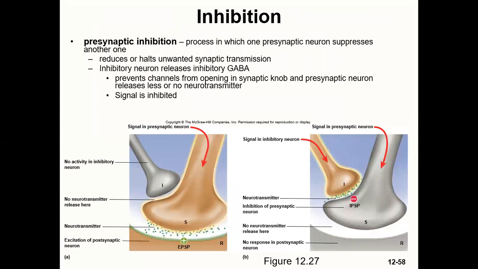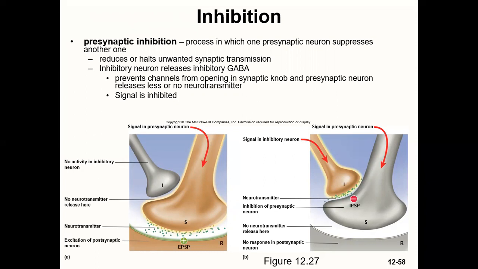When we talk about inhibition, the word tells us something will be stopped. So presynaptic inhibition is the process in which one presynaptic neuron will suppress the other one. So it will reduce or halt unwanted synaptic transmissions.